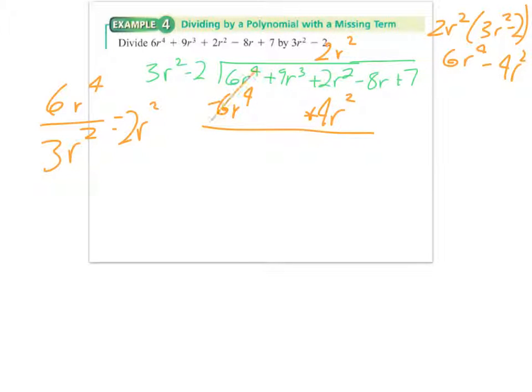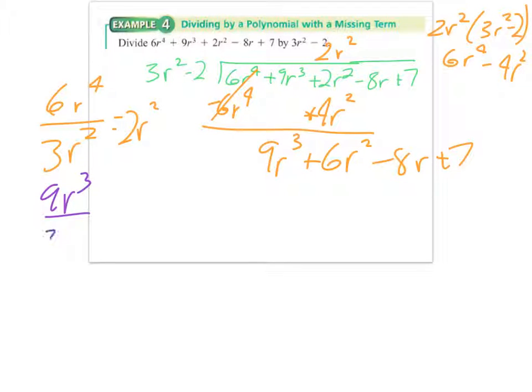The 6r to the fourths cancel out. I get the 9r cubed to drop. I get plus 6r squared minus 8r plus 7. We continue our process because the 9r cubed is a higher degree than the 3r squared. So we divide by that 3r squared, we get 3r. That's the next part of our quotient.